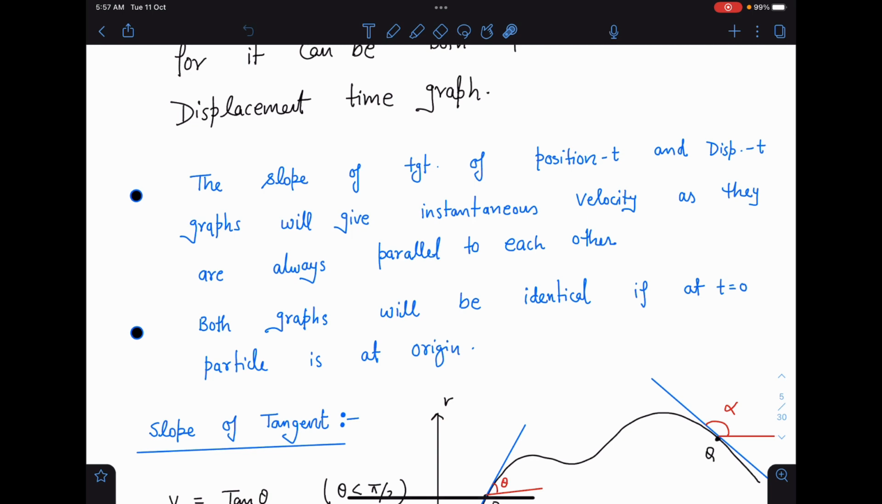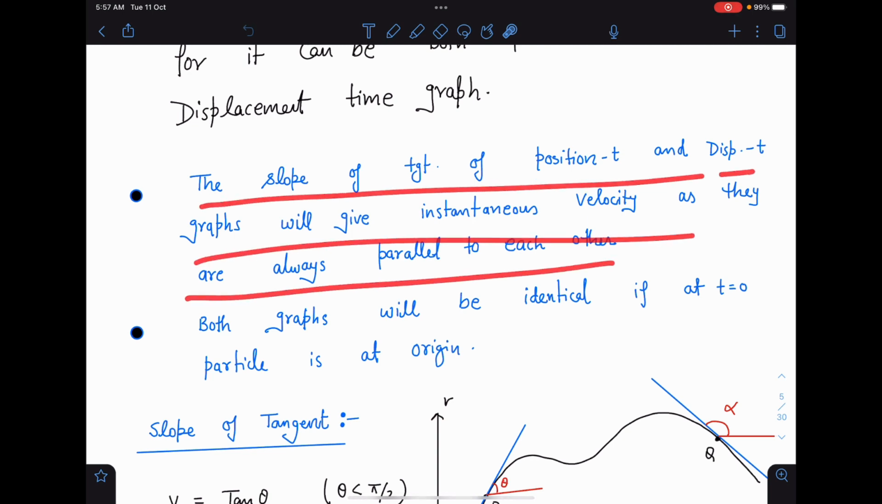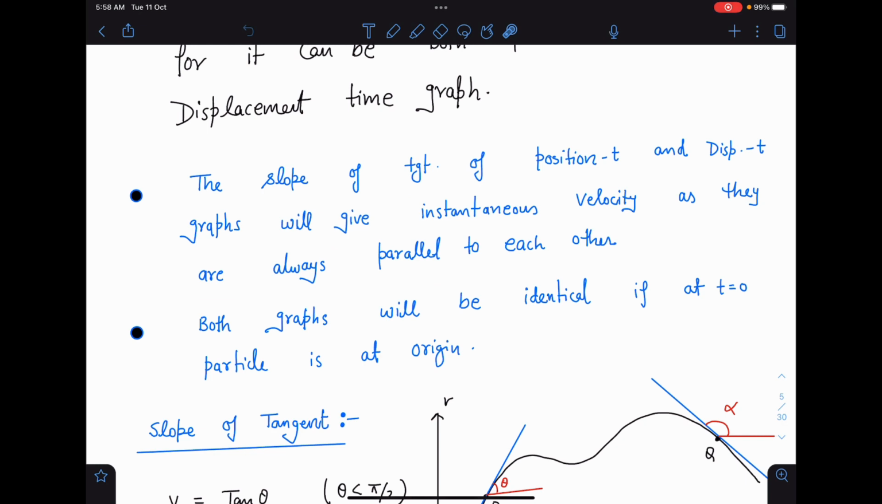Now, the next few points, which all of you may already know: the slope of the tangent of position-time and displacement-time graphs will give instantaneous velocity, as they are always parallel to each other. And the next point is that both graphs will be identical if at t equal to 0 the particle is at the origin. So these are the points which I have covered so far.